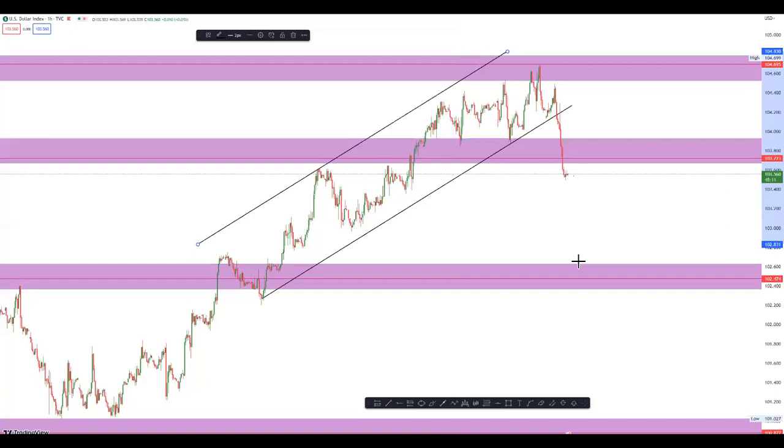So those are now major levels. They are still the intraday levels, the 4 hour levels and the 1 hour level. So let's head to the gold and see what the gold was doing.